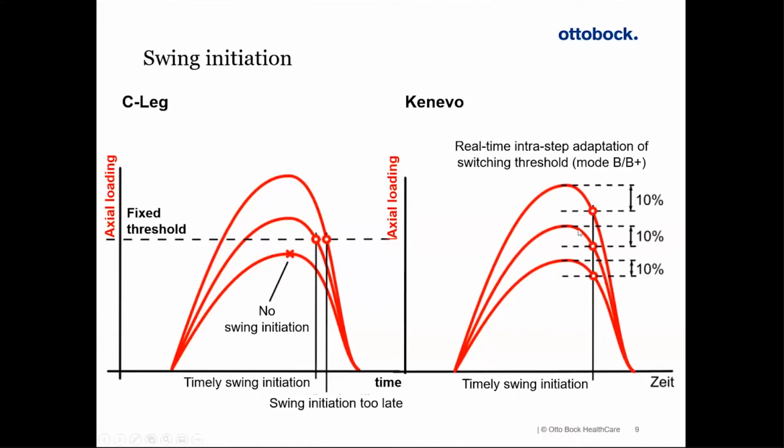And there is no fixed threshold because that is determined from the actual loading of every single step, and that makes sure that in mode B and B plus, swing is initiated at every single step, no matter how shuffling the step is, how short the step is, how much weight is put on the knee, because every single step is analyzed by the microprocessor individually.